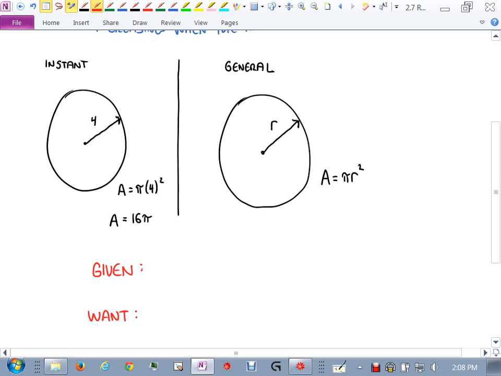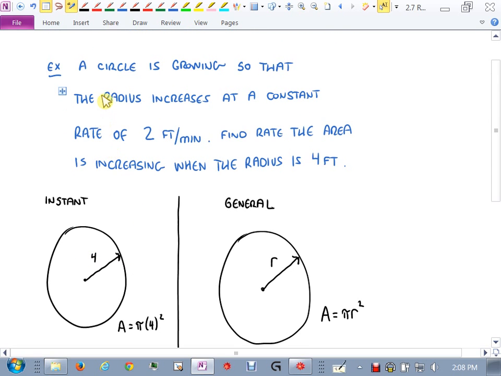We are given some numbers in this problem, aren't we? And they have some very, very special meanings. I have a circle growing so that the radius is increasing at a constant rate of 2 feet per minute. Isn't feet per minute a speed? Like a velocity? And wasn't the velocity always the derivative of a position function? So whenever we see rates like this, feet per second, feet per minute, miles per hour, whenever we see that in our word problem, we need to identify that this is actually a derivative. It's the value of a derivative.